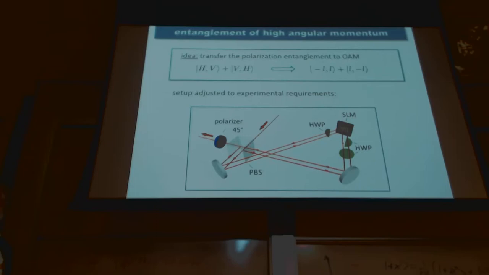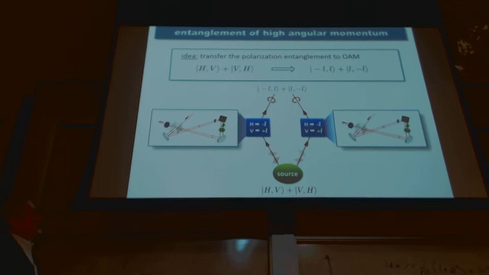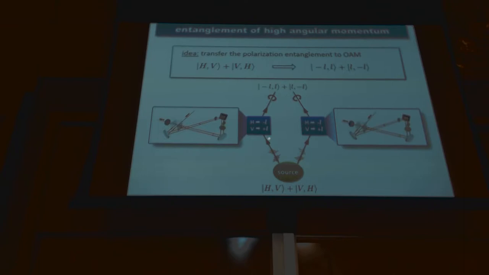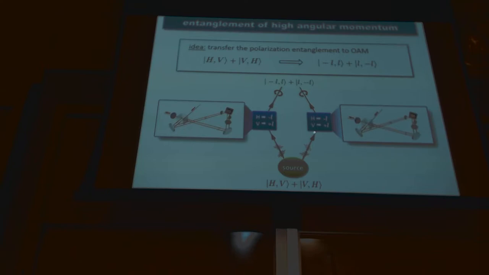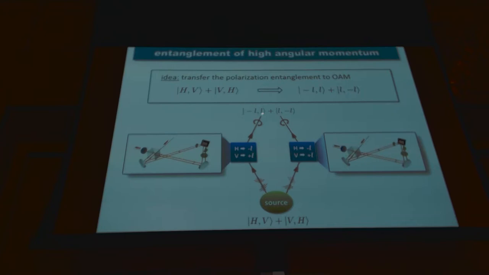Okay? And then the step to entanglement is just to build the whole thing twice. Have a source here, which produces that state, sends the two polarization entangled photons to two such devices, which means that horizontal is transferred to minus L, vertical to plus L, here horizontal to minus L, vertical to plus L, and now you have this entangled state. You now have a state in two different modes, where photon 1 is either minus L and plus L, photon 2 is either plus L and minus L.